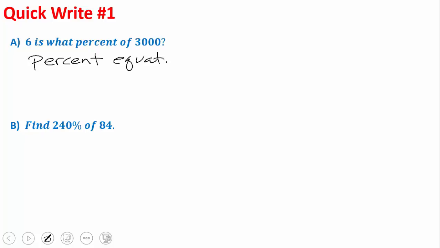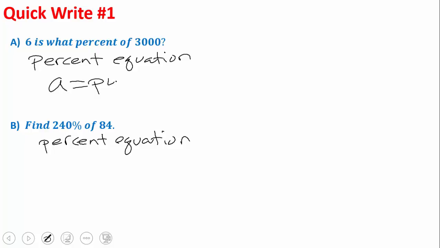Please. I know you can probably use the proportion because we learned it yesterday, but I want you to use the percent equation. Remember, A equals PW. A equals PW. All right? Use that to find these two. 240% of 84.